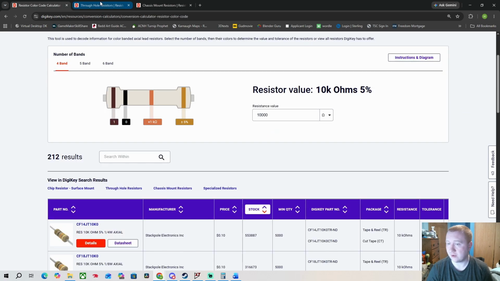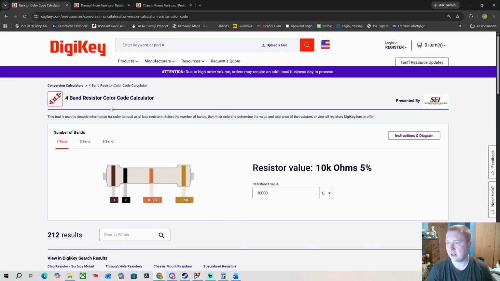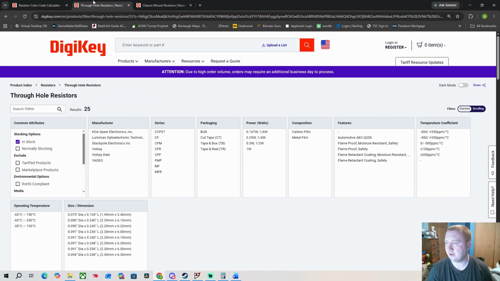The way that you can figure out the resistance value, the colors on here are brown, black, orange, and gold. There's a calculator on the DigiKey website under resources, tools, and conversion calculators, by the way. But anyway, I'm thinking that this is probably a 1 watt. That's usually my default when I buy components.